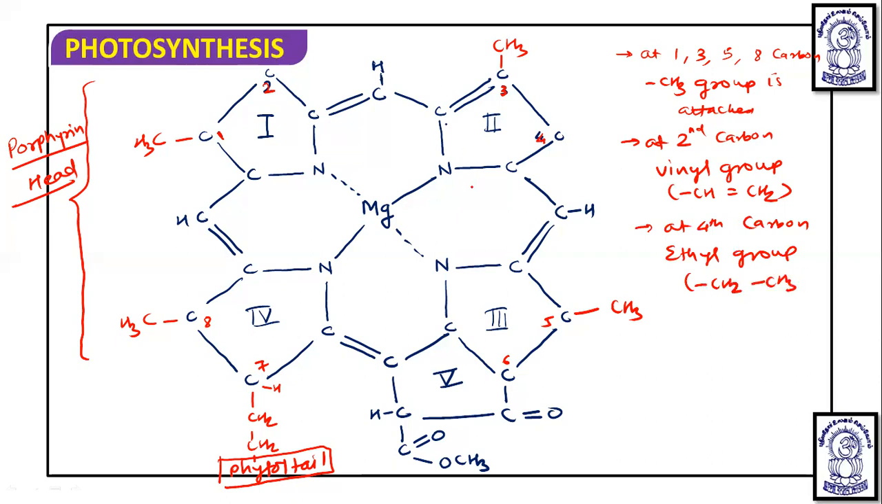So at 1, 3, 5, 8 we have already added the methyl group. Now at the second carbon we have to add the vinyl group, that is CH double bond CH2. Okay. And at the fourth carbon, we have to add an ethyl group, that is CH2 CH3. Okay. Now we have to satisfy the valency.